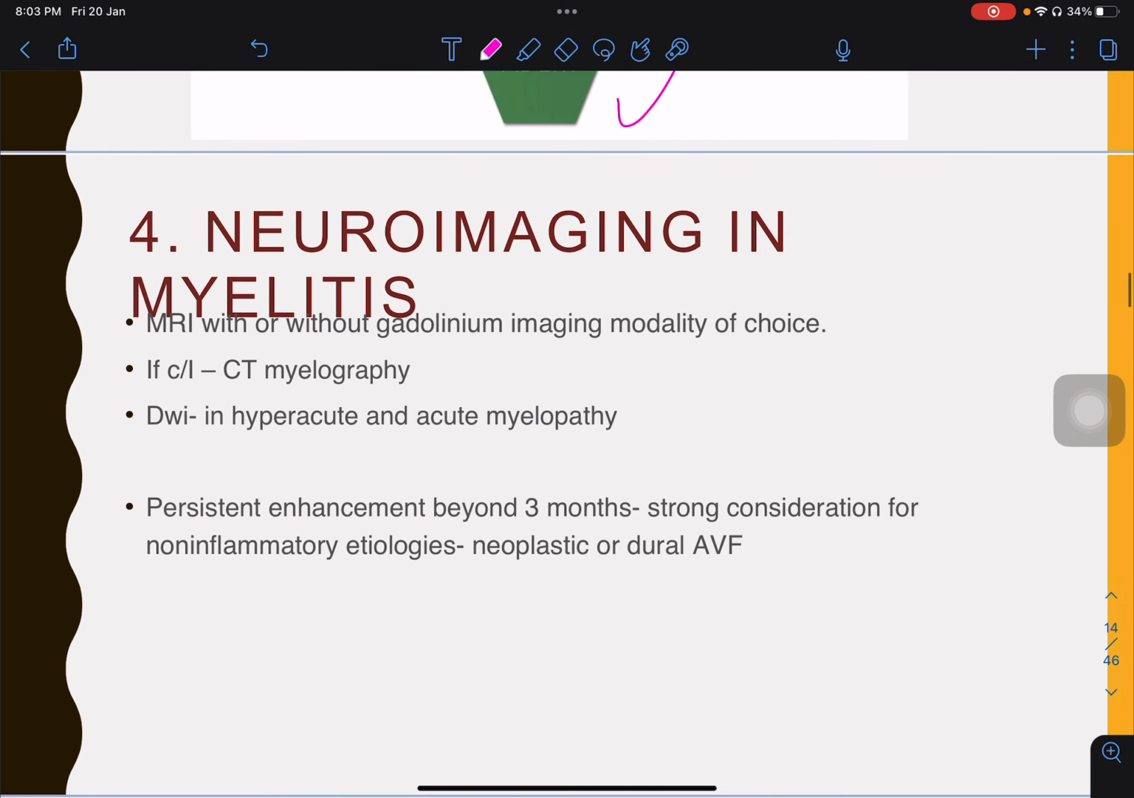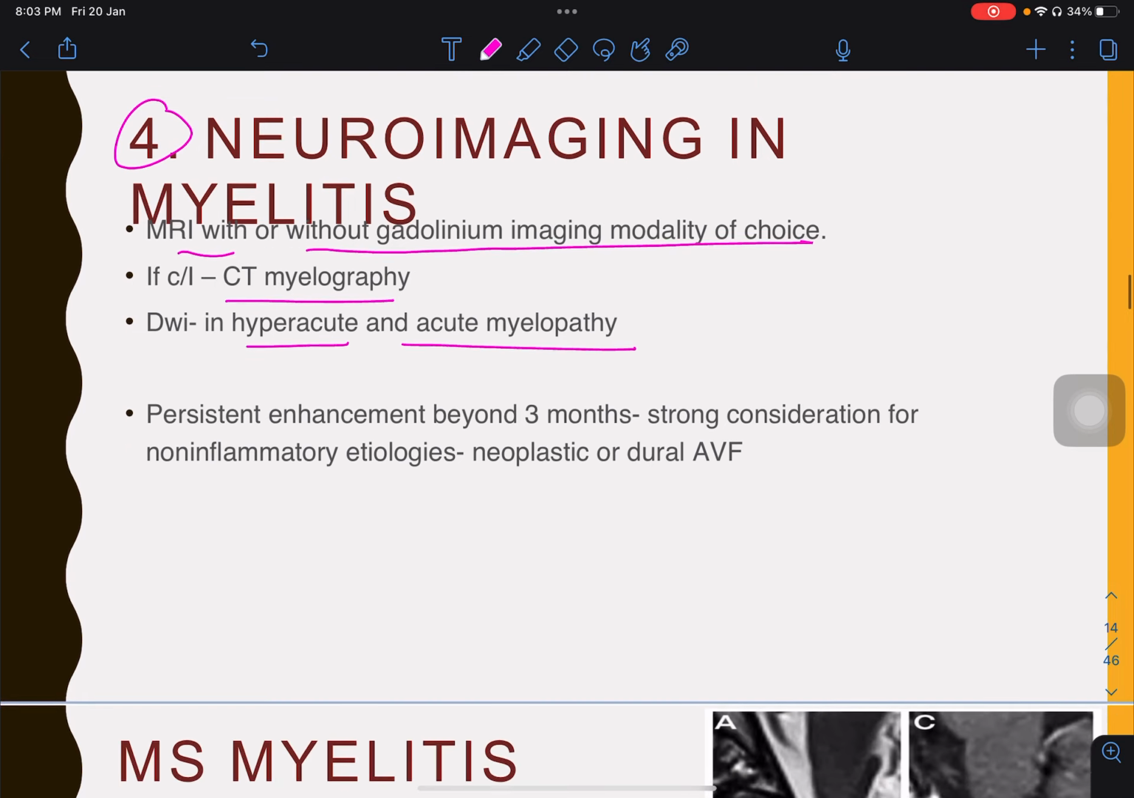So neuroimaging, the fourth point to be discussed. MRI with or without gadolinium imaging is the modality of choice. If there is a contraindication to MRI, you can use CT myelography. Diffusion weighted imaging, in particular in hyperacute and acute myelopathy, is important.